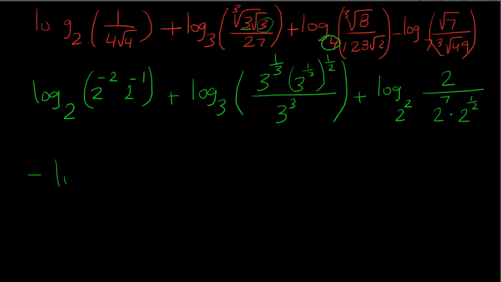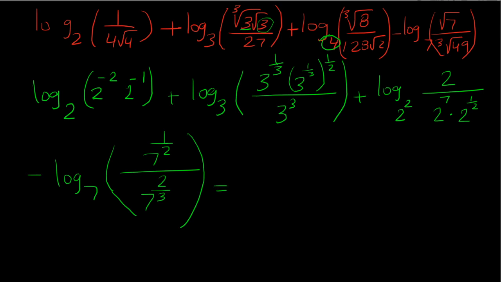And then minus log base 7. I have 7 to the 1/2 at the top. And then the cube root of 49. 49 is 7 squared. Cube root of that, we just put the 3. Okay. And now I'm going to simplify this.